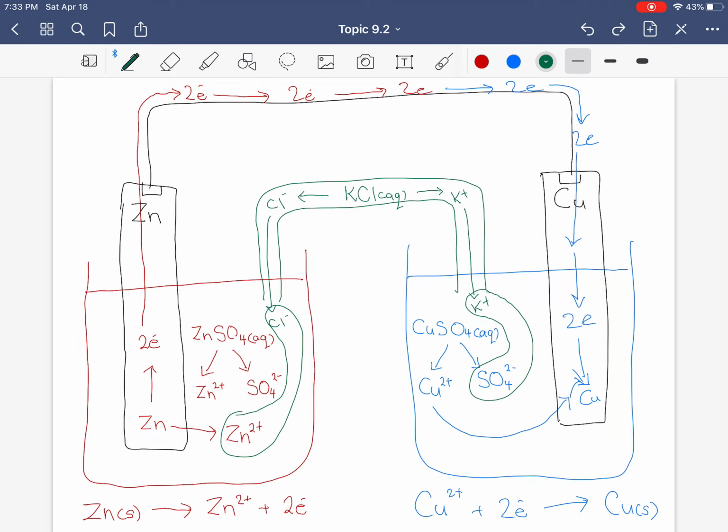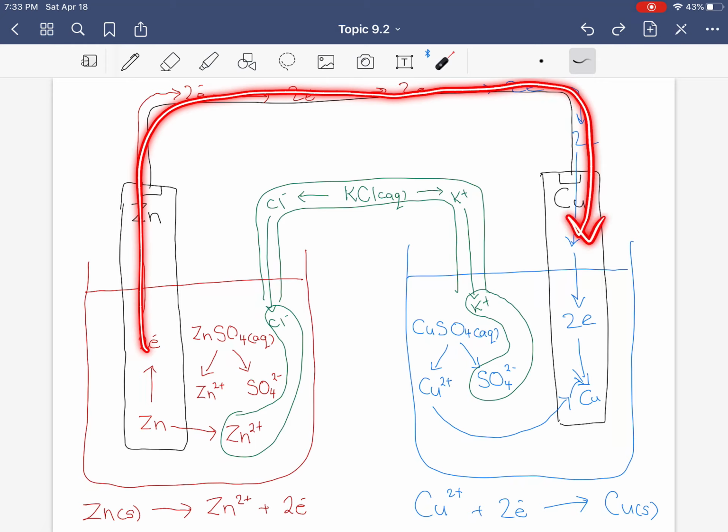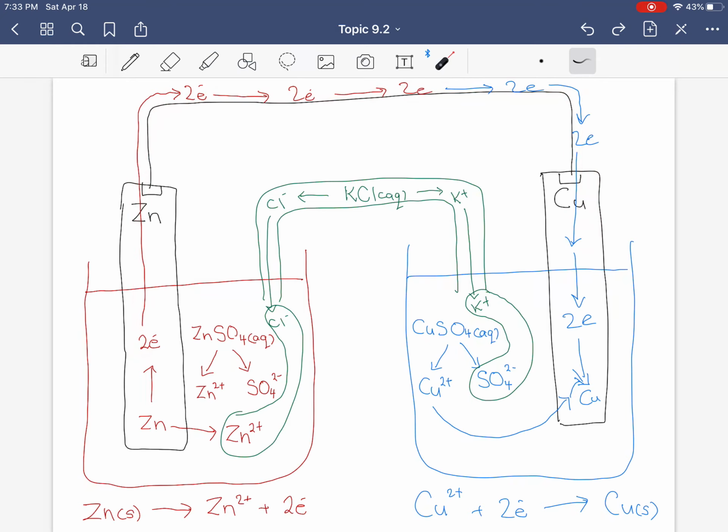Let's go back and just kind of summarize what's going on here. Okay. So we started with zinc metal. Zinc metal leaches out to become zinc 2 plus, and the 2 electrons that you get from it will go through the wire. By going through the wire, it goes into the electrode that has the copper. When copper sulfate dissociates, copper 2 plus will go into the metal strip and hook up with the 2 electrons to become copper metal.